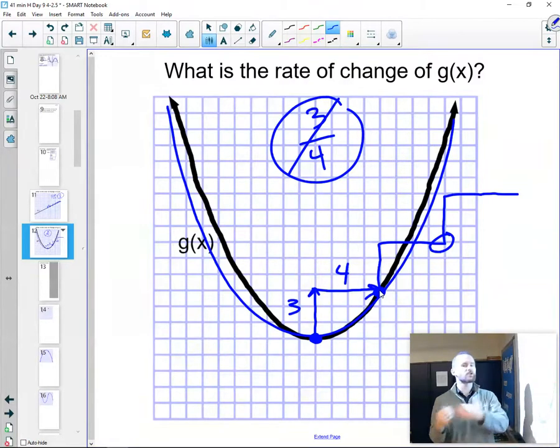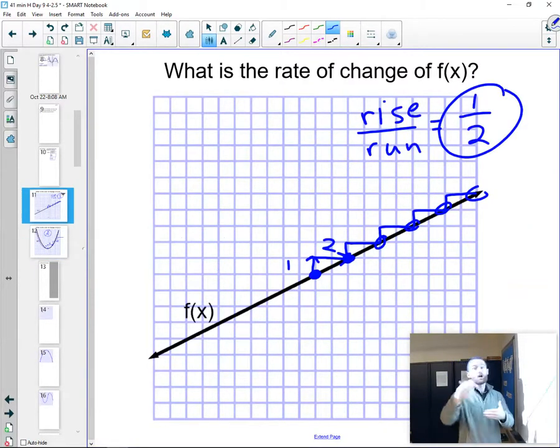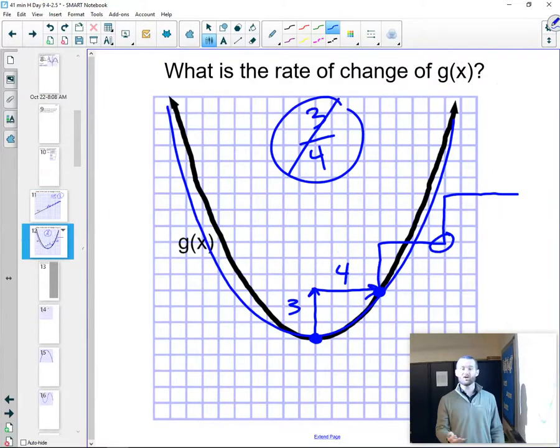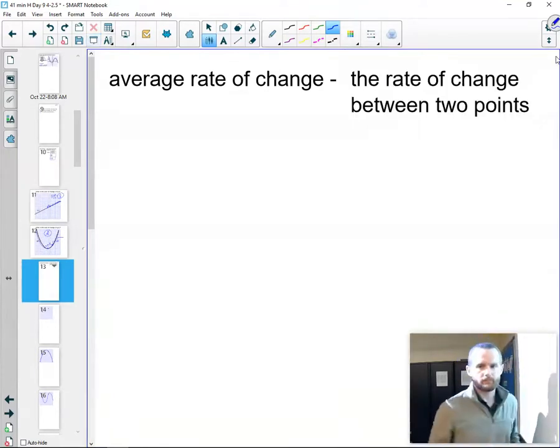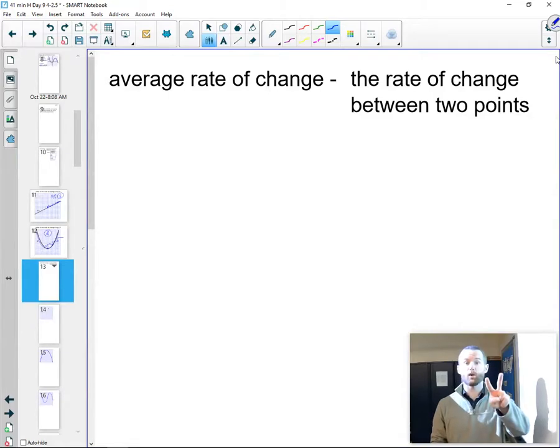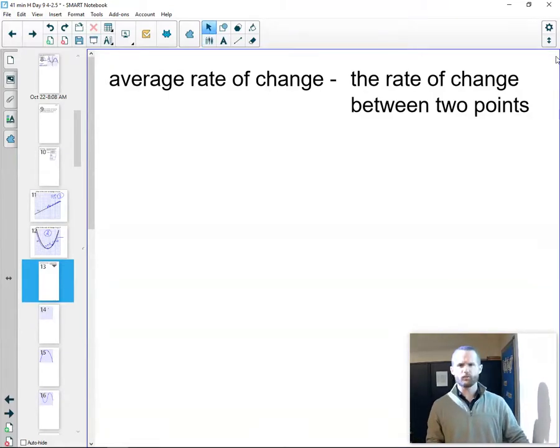That's what makes a linear function different from other functions. With a line, the rate of change, we can do it over and over and over again. But with a curve, the rate of change is constantly changing. So we can't come up with one rate of change for this entire function. But what we can do is talk about an average rate of change. Now, the average rate of change is just the rate of change between 2 points. The rate of change between 2 points, not the whole function, just 2 points.